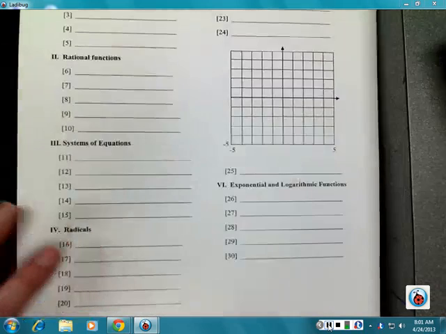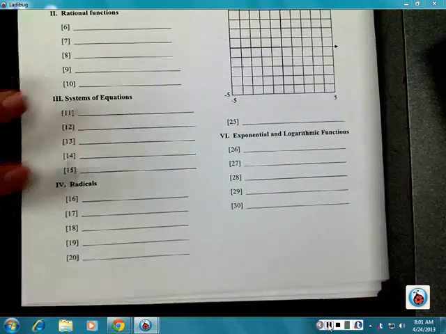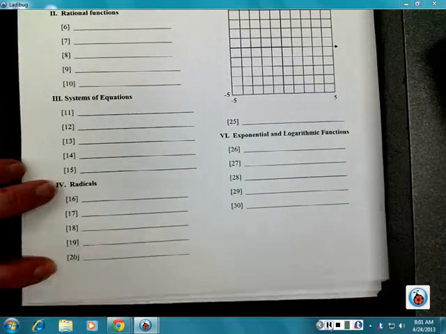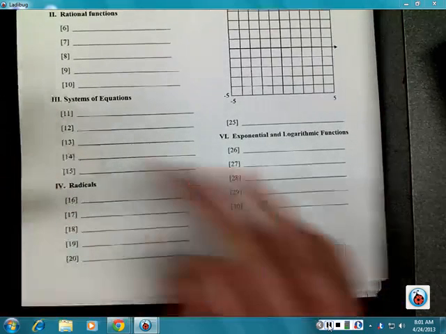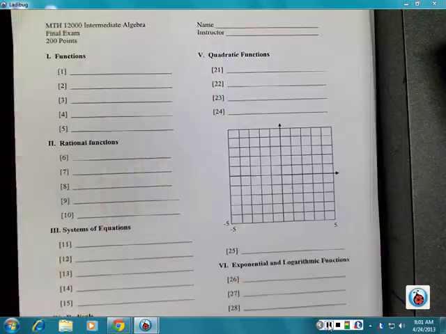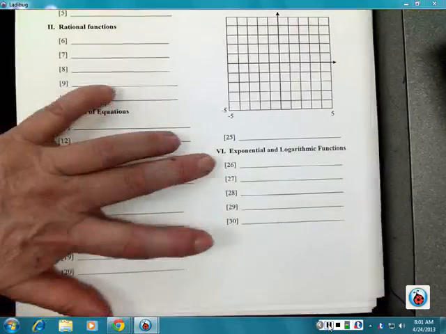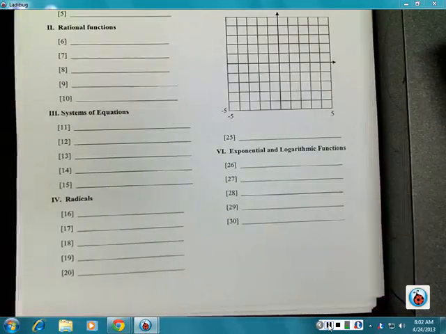Systems of equations, that was chapter 8. Radicals was chapter 9. Quadratics was chapter 10. And then the last chapter was, of course, exponential and logarithmic functions, so that one's probably the most familiar to you. So there's a total of 30 questions on your final exam.